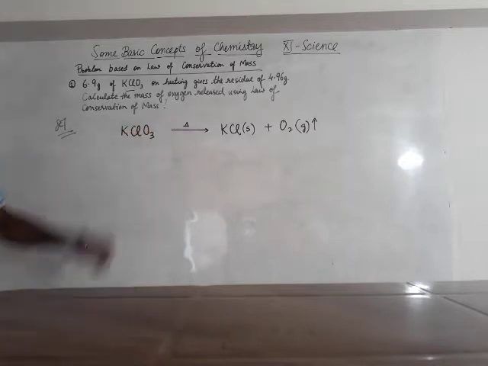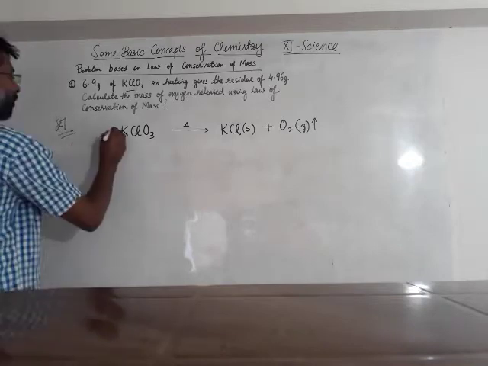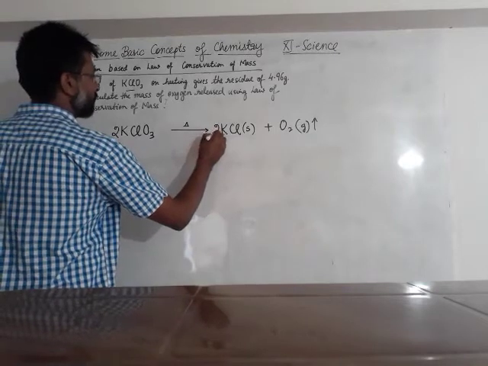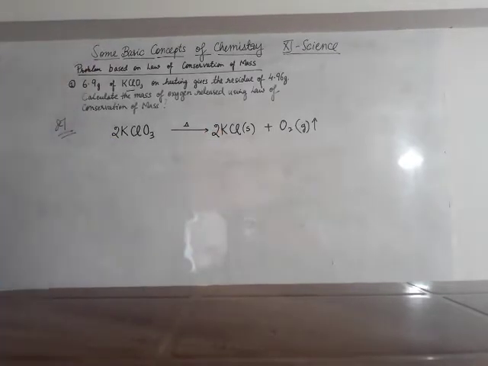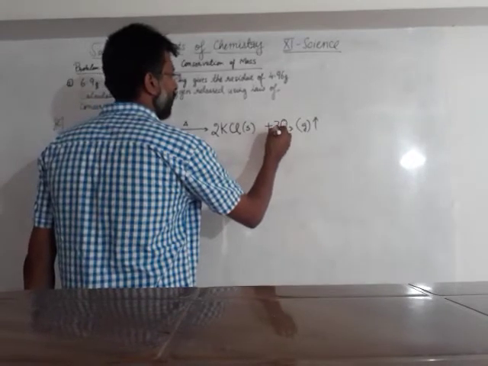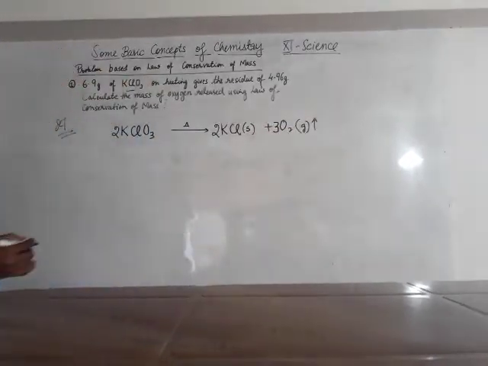After writing the chemical equation, you make sure that the equation is balanced. So the equation must be balanced. You put 2 in the front over here. Now you check. Potassium is 2, chlorine is 2, oxygen is 6. So you have to balance oxygen on the other side. So we put 3 over here. Now the equation is balanced. Now go back to the question.